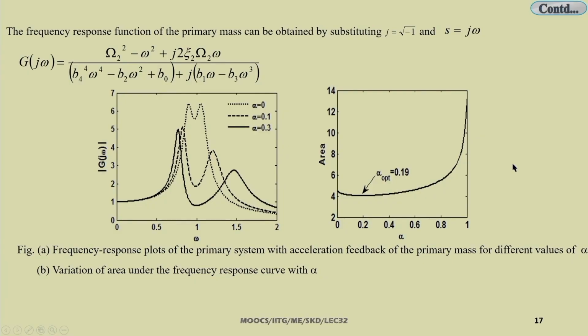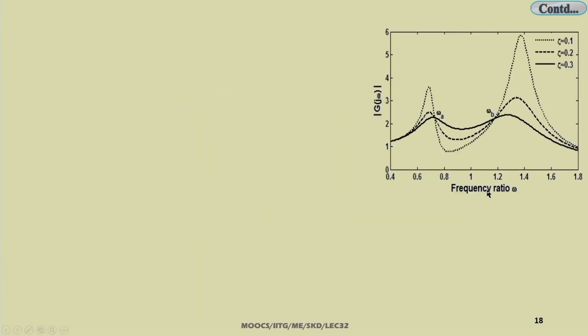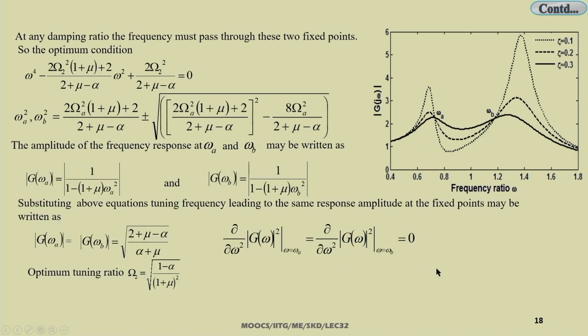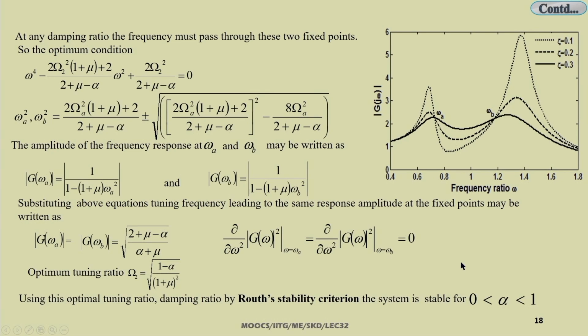If one plots this response, last class we have seen how we get the frequency response and also the variation of the area under the frequency response curve with the alpha parameter. From this one can observe these two fixed points, and taking this two fixed point theory, one can find the optimum parameter, and the optimum parameter of zeta, for further study.